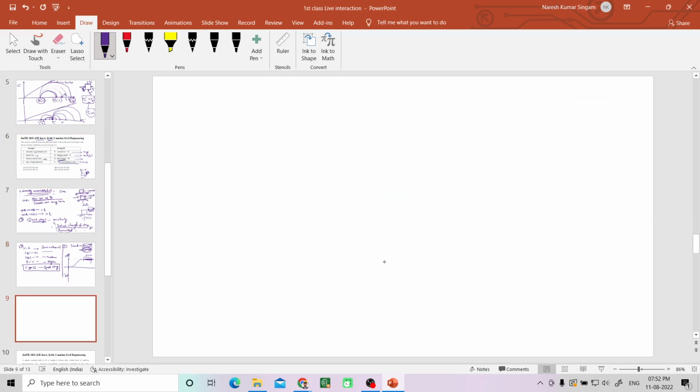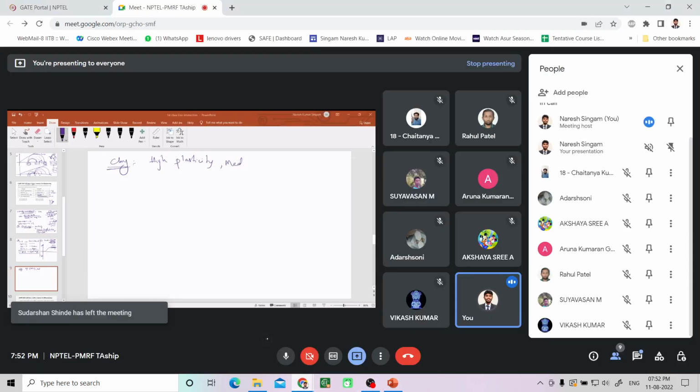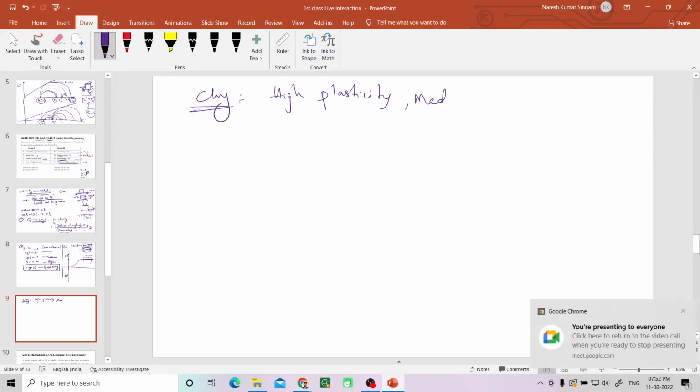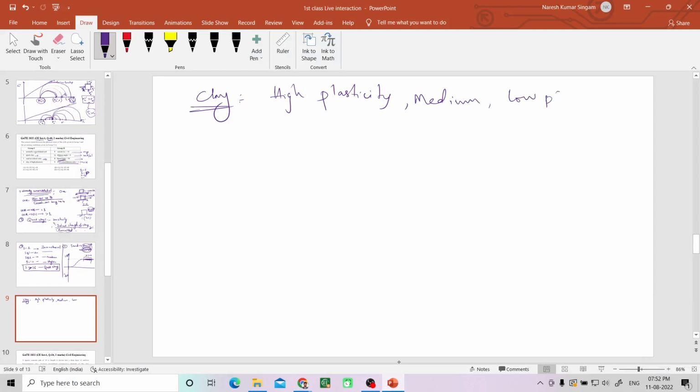Now there will be high plasticity and medium. Somebody wants to join, maybe? No. Okay, medium plasticity and low plasticity soils, low plasticity clays.